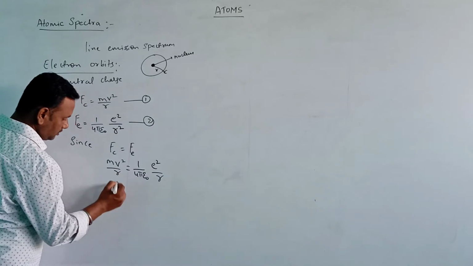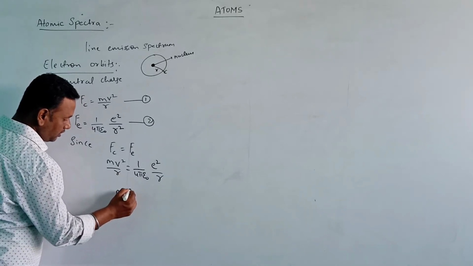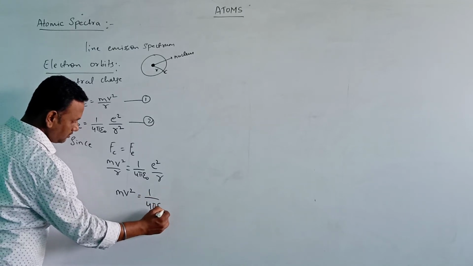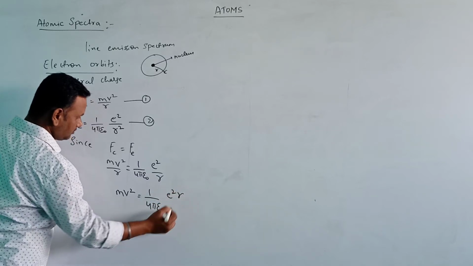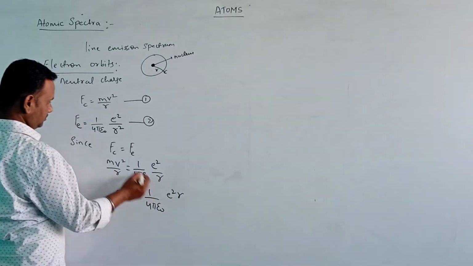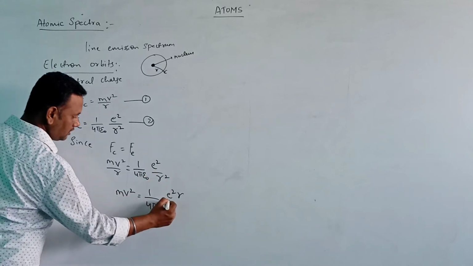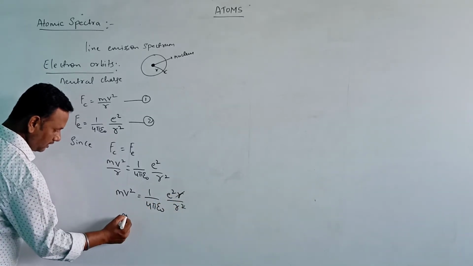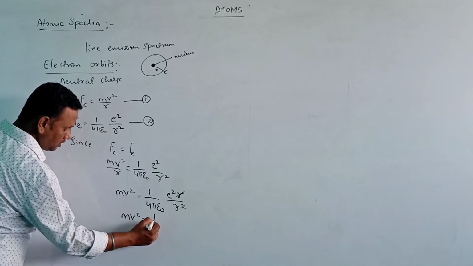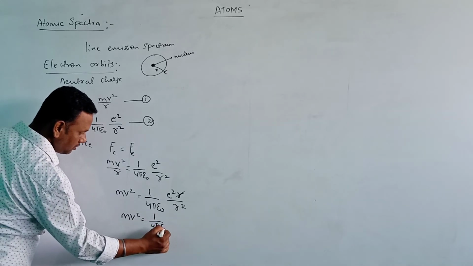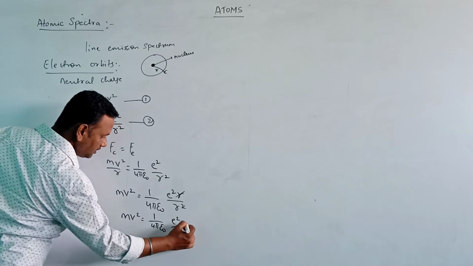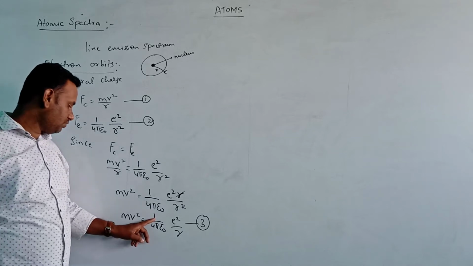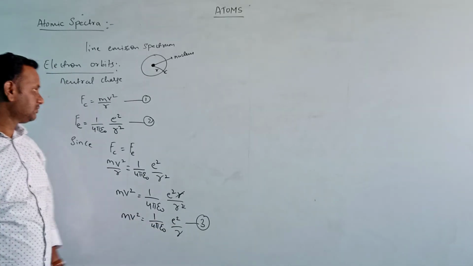Now we can also write this as mv square by r equal to 1 by 4 pi epsilon naught e square by r square. It is r square, no? This r will get cancelled. So mv square is equal to 1 by 4 pi epsilon naught e square divided by r. Consider this as equation number 3.